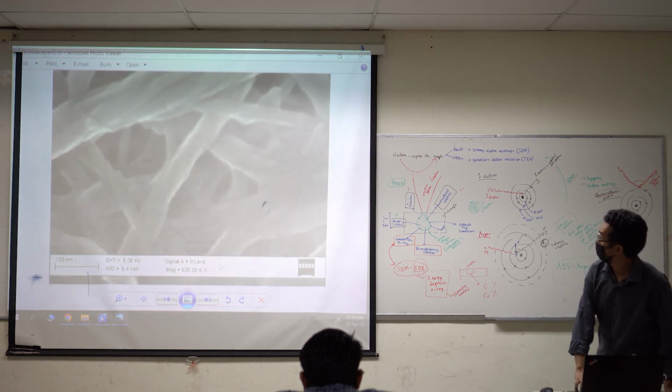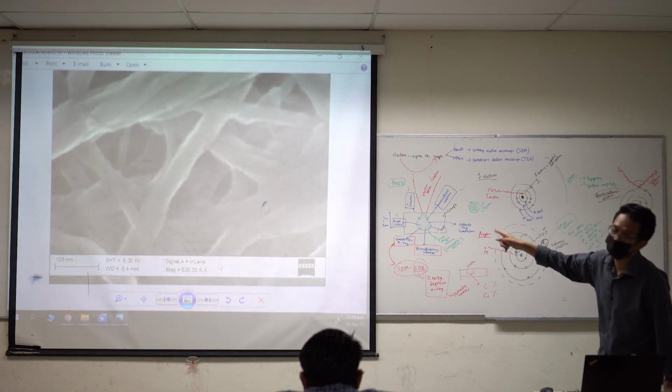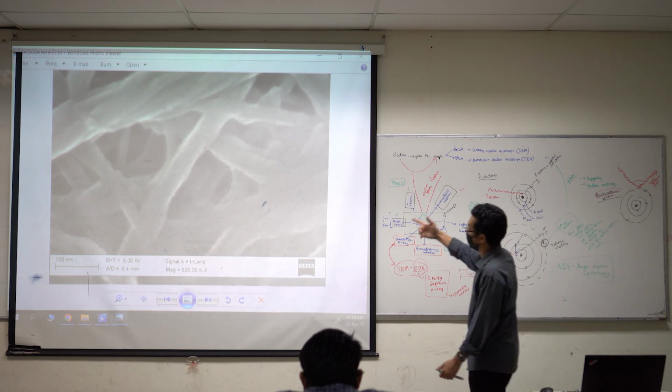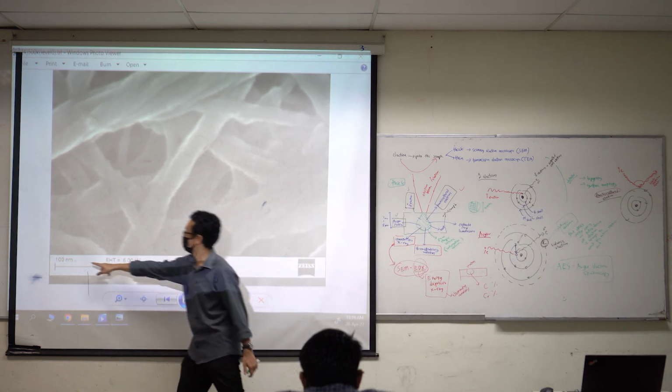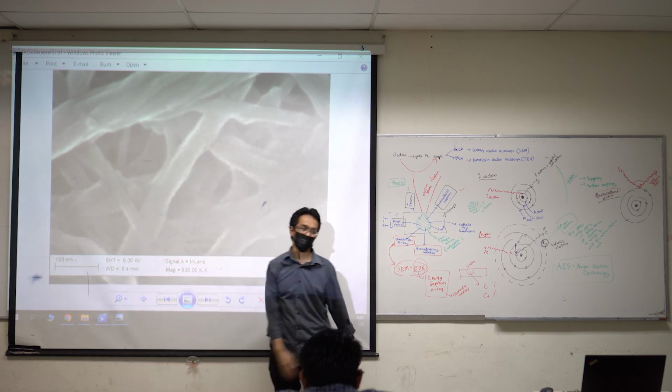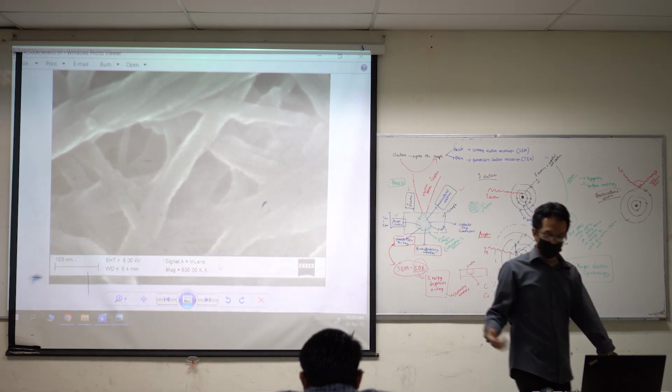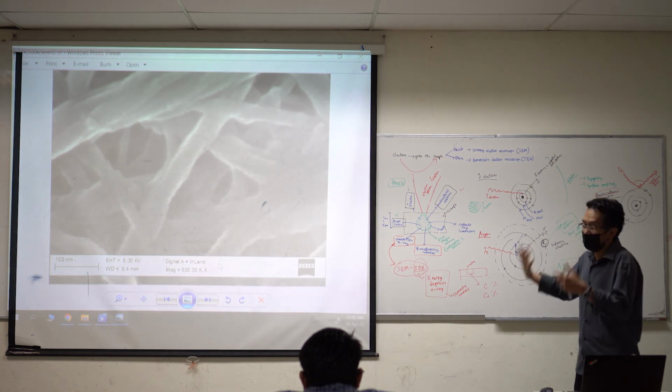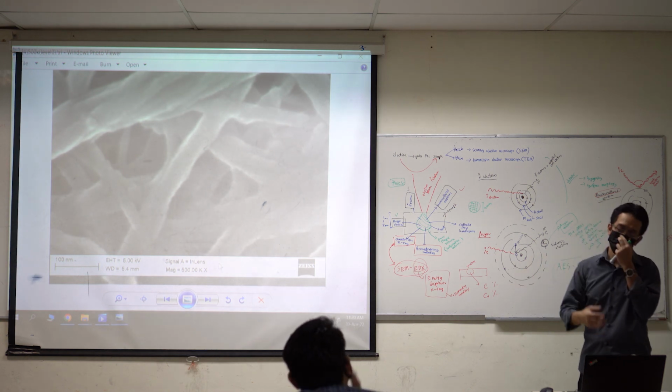So I just want to show something. When you go to 500,000 magnification, the same thing, this is nano, 100 nanometer. So this is around 40 nanometer like that. So when you go higher and higher, it's very difficult to get a sharp image.